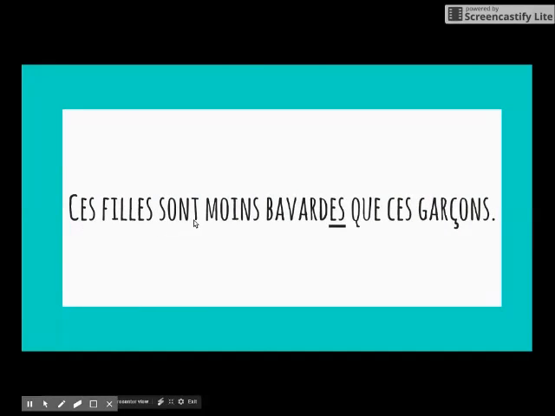Et ces filles sont moins bavardes que ces garçons. Voilà, bavardes, on utilise ES à cause de ces filles. Féminin, pluriel, on ajoute ES. Ces filles sont moins bavardes que ces garçons.